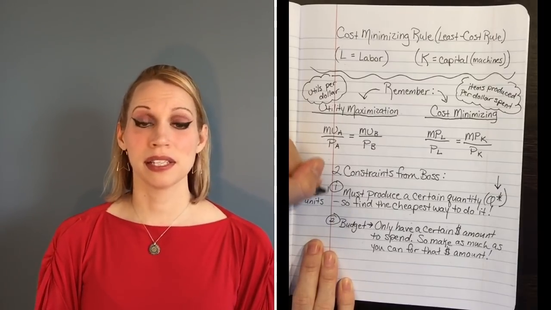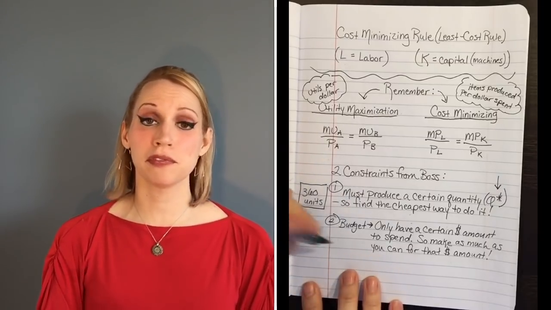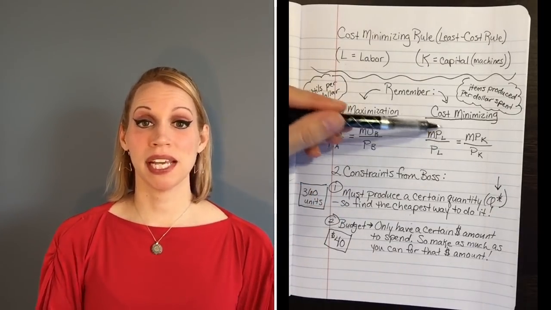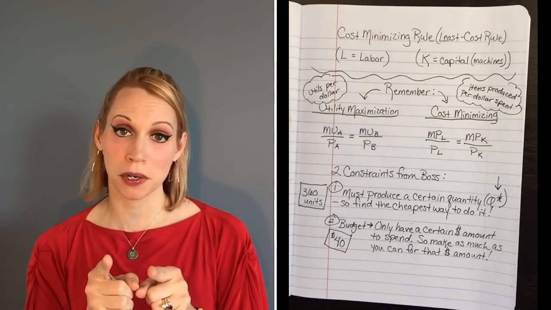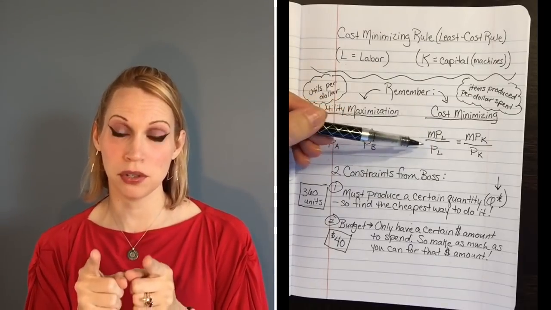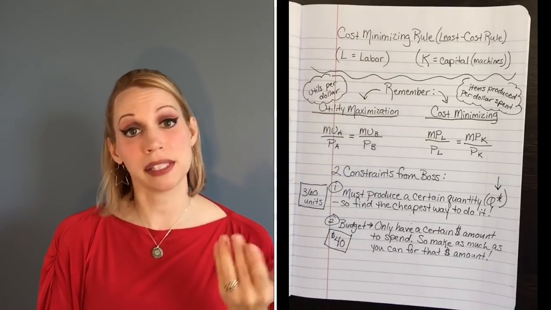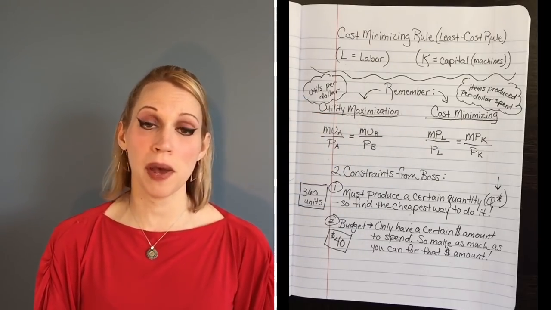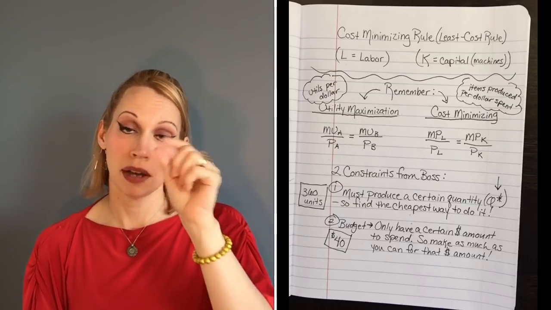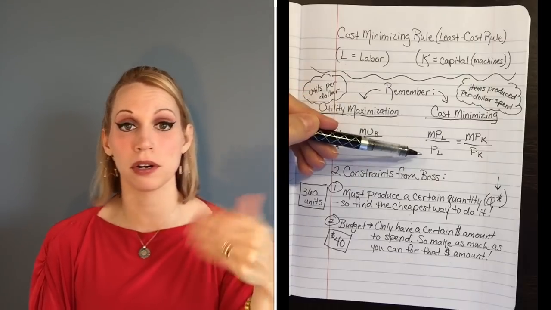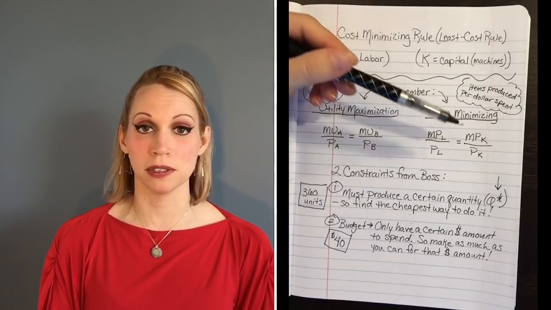In either case, here is going to be the setup, the formula for our cost minimizing rule. What we're going to do is take the extra stuff made from a worker, the marginal productivity from a unit of labor, MPL, and divide that by the price that we're paying for that worker, which is the wage. So you have MPL over the price of L, so the extra stuff made from that worker over the price that you're paying for that worker.